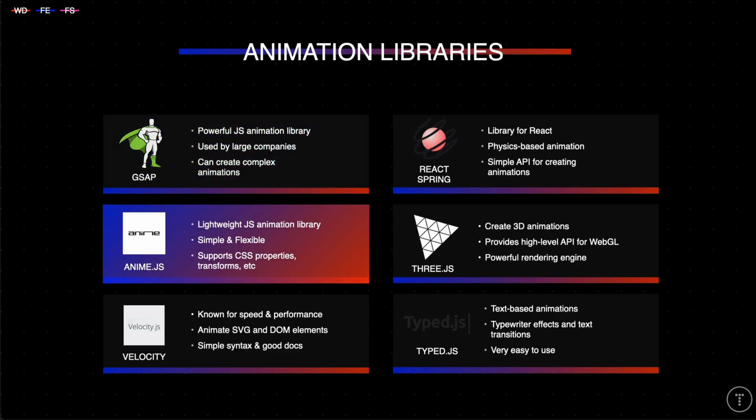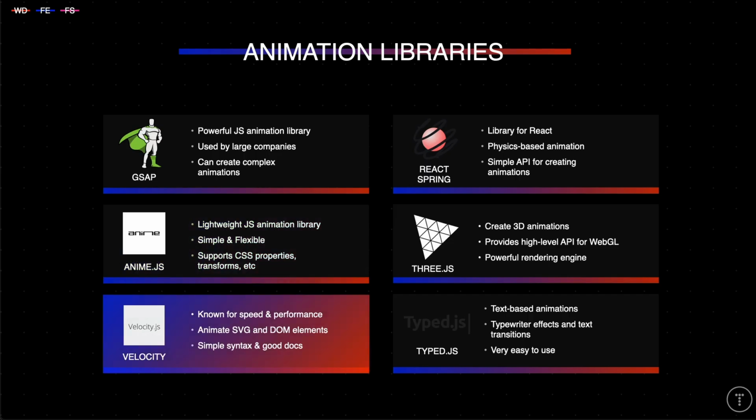You have Anime.js, a lightweight JavaScript animation library that offers simple and flexible animations with a focus on readability. It supports CSS properties, transforms, and more. And I do have a crash course on Anime. And then Velocity.js is known for its speed and performance. It can be used for animating CSS, SVG, and DOM elements.